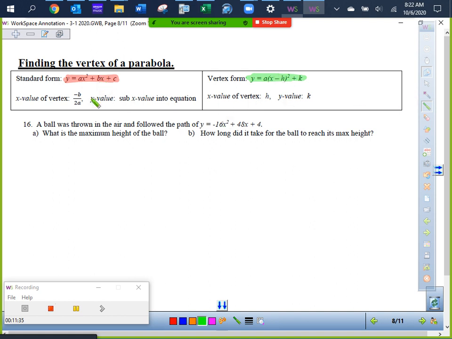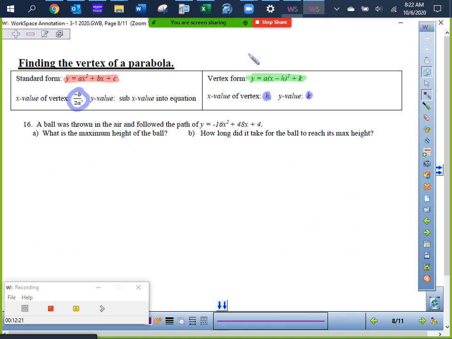Is it in standard form or is it in vertex form? Standard form, we do the same old story. Opposite of b over 2 times a to find the x value, just like we did before, and then we sub that in to find the y value. But vertex form, bro, it's called vertex form for a reason. You could literally look at it and see what the vertex is. The vertex is always h comma k. H, remember, just like the purple note card, it's the opposite of what you think right here. So here's the h value. It's opposite game. Here's the k value.